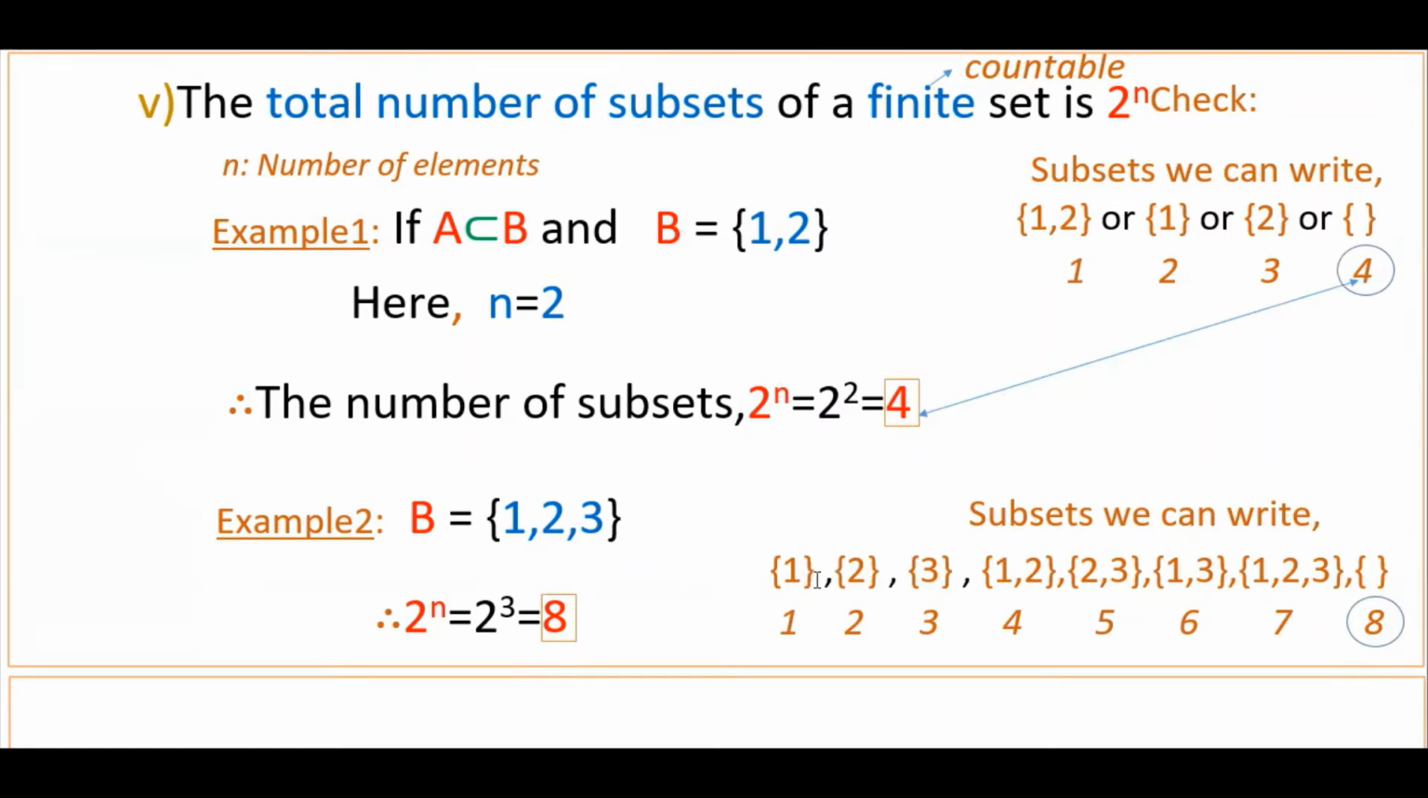For B, you can write {1} is a subset, and {2} is also a subset, {3} is also a subset, {1, 2}, {2, 3}, {1, 3}, {1, 2, 3}, and the empty set. There are 8. So here there are 4, here there are 8. So the total number of subsets of a finite set is 2 to the power of n.